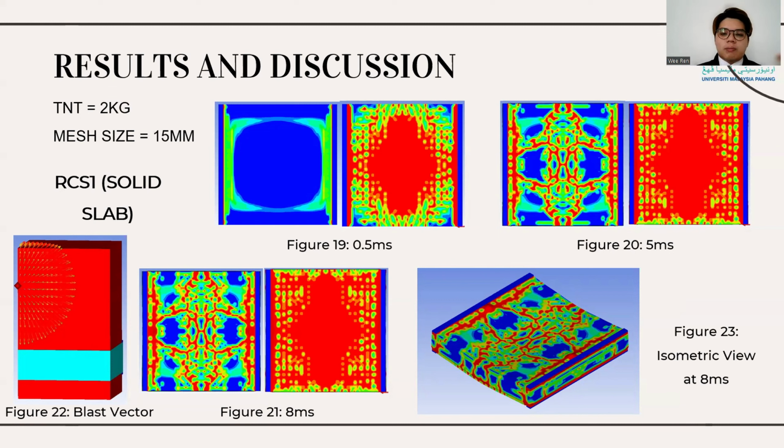Due to lower tensile strength compared to compressive strength, the bottom surface of the concrete slab experienced more severe cracking and damage than the top surface.